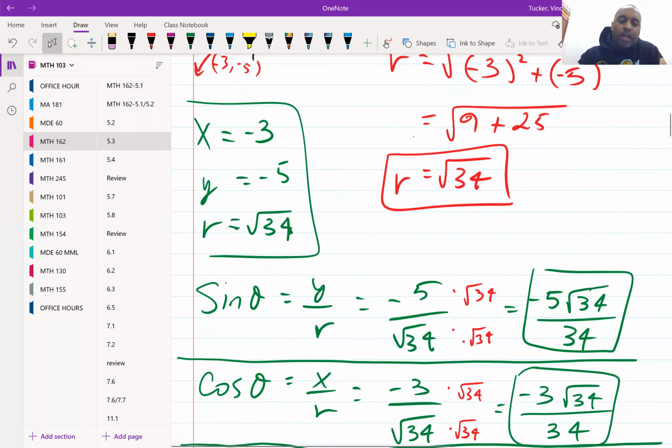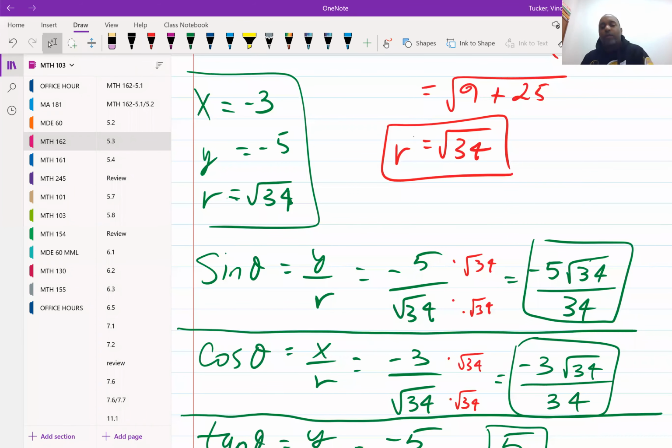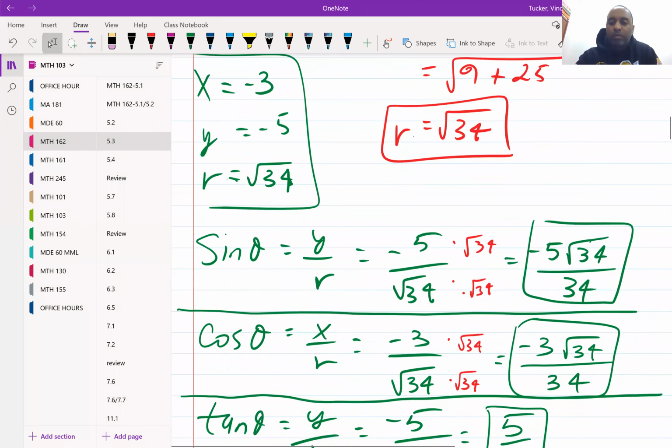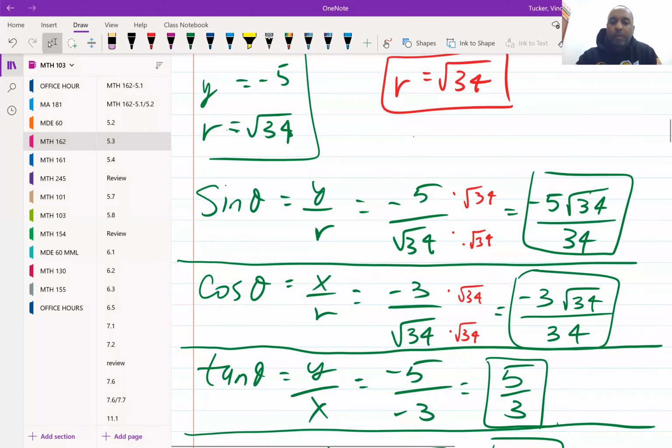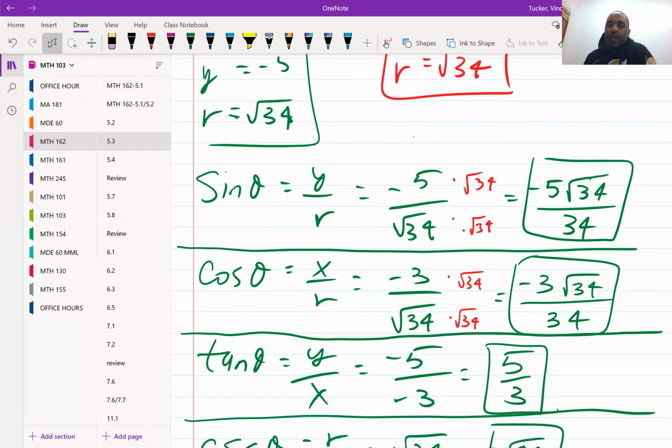Do the same thing for cosine. It's x over r. That'd be -3 over the square root of 34. Rationalize your denominator: -3 square root of 34 over 34. Tangent is y over x, so it's -5 over -3, which would be 5 over 3.